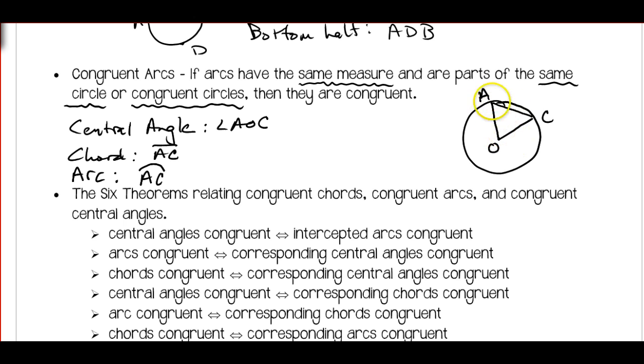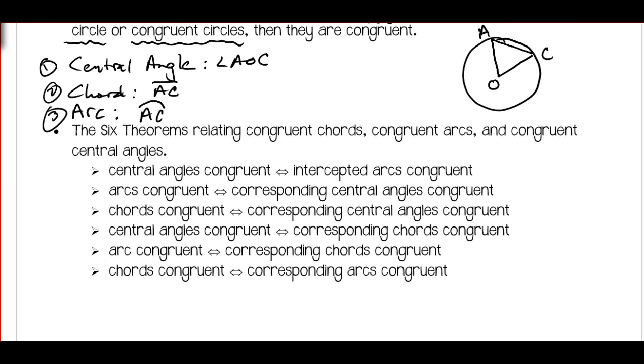So we've got this angle, we've got this chord, we've got this arc. They are all related to each other. Okay, we would say that we have the chord associated with the arc and the central angle, or the chord and the central angle associated with the arc. So we always have these 3 things that are related to each other. So these 6 theorems basically are relating congruent chords, congruent arcs, and congruent central angles. Okay, and when you write these in your proofs, use these abbreviations. Feel free to use the congruent symbol instead of writing out congruent.